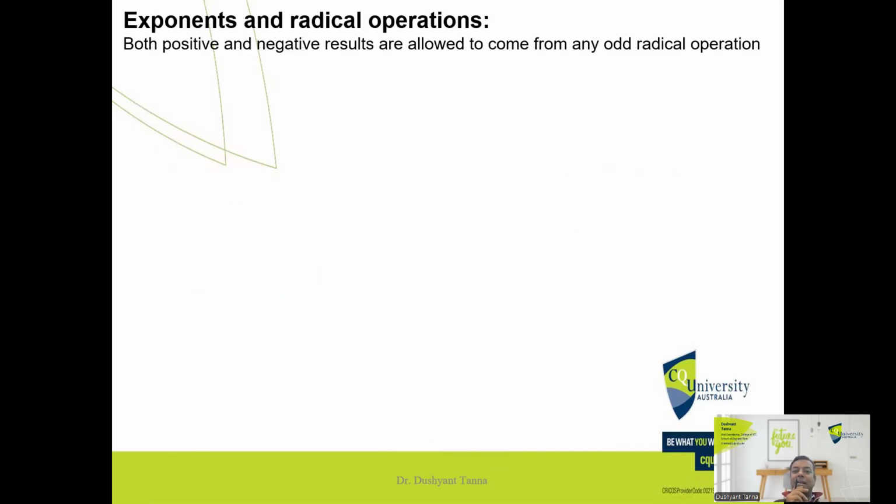Both positive and negative results are allowed to come out of any odd operation, right? So 1/3, 1/5, 3 power, 5 power, they are fine. They will keep the negative, but something negative squared is positive. Positive squared, positive.